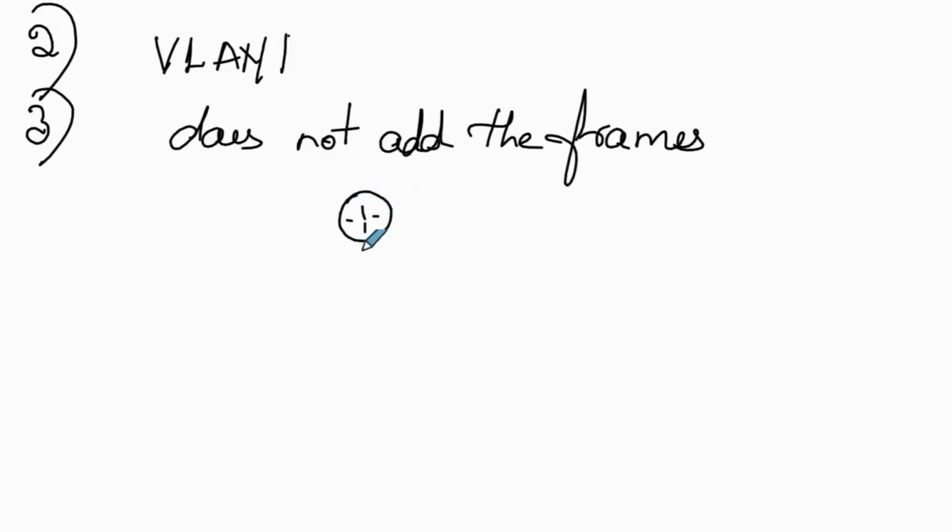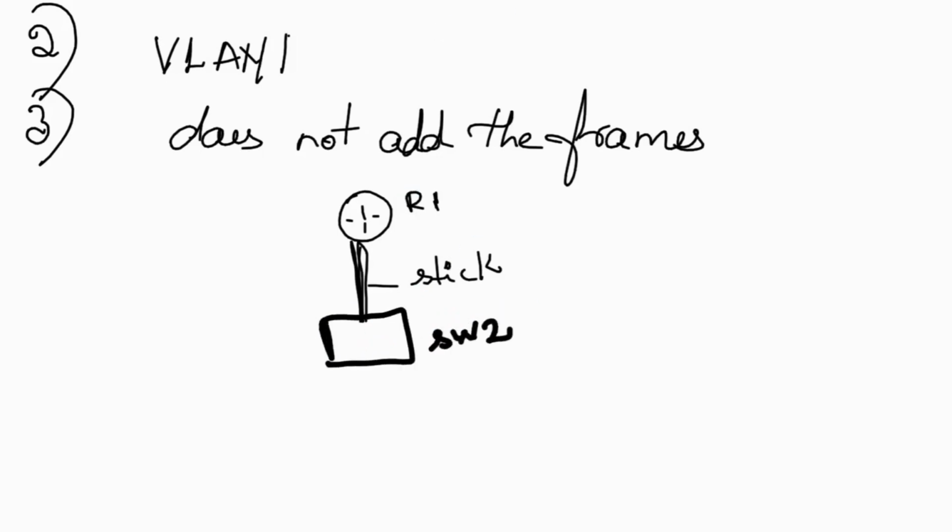So this is a router, and it will be like this. It looks like a stick. One physical interface is used on R1, connected to S2. So this is R1, and this is a switch.